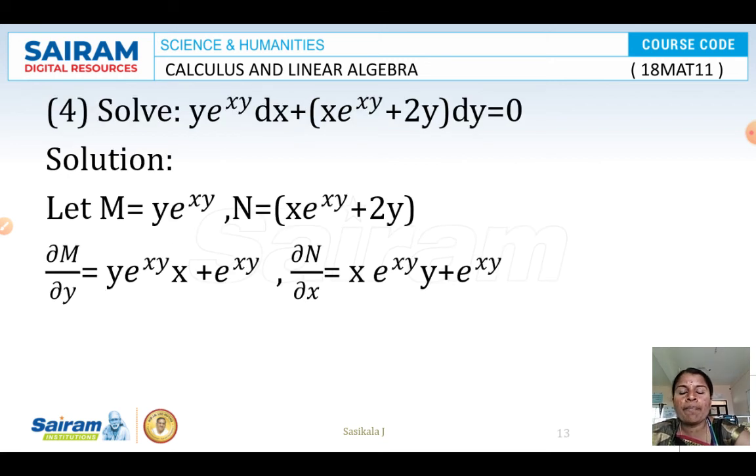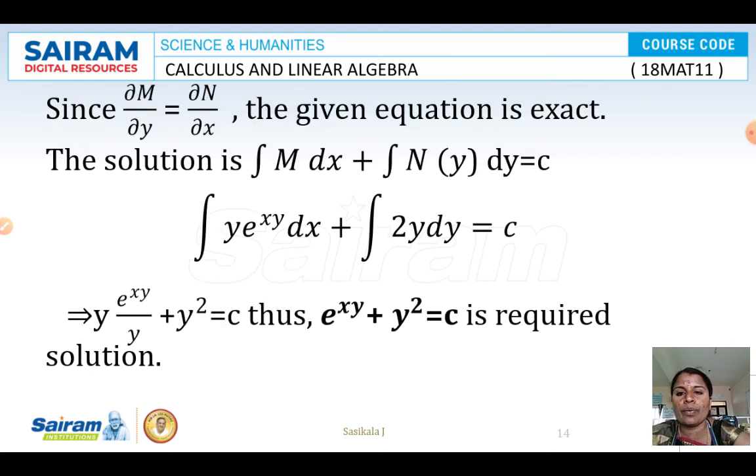So next example: y e power xy dx plus (x e power xy plus 2y) dy equal to 0. Now just write your M as y e power xy and N as x e power xy plus 2y. What is dou M by dou y? Apply the product rule, because with respect to y both factors contain y: y into e power xy into x, plus e power xy. With respect to x, again the product rule: x into e power xy into y, plus e power xy. 2y will go to 0. So both are equal, it is exact.